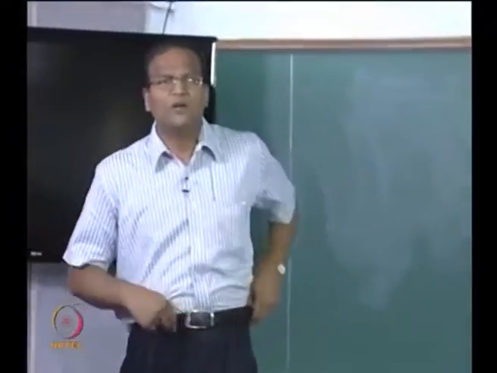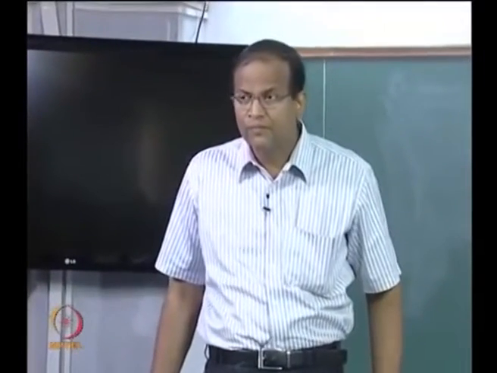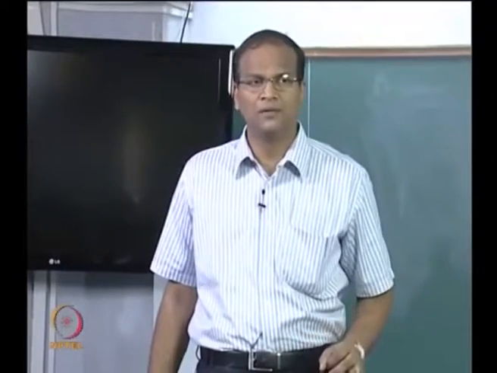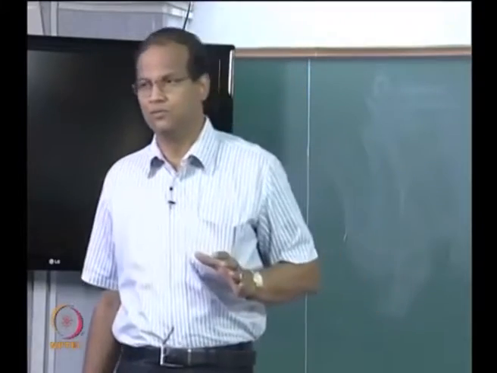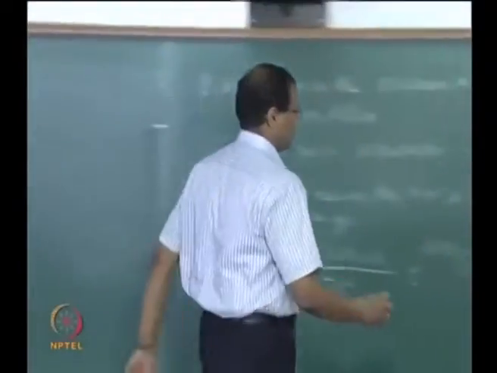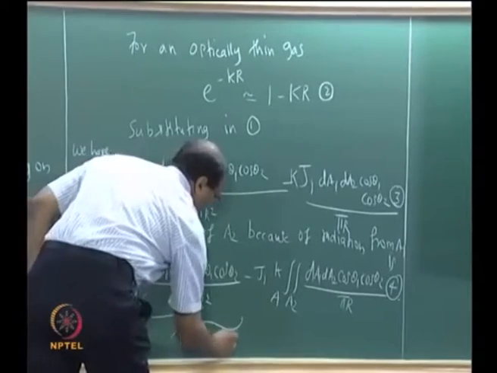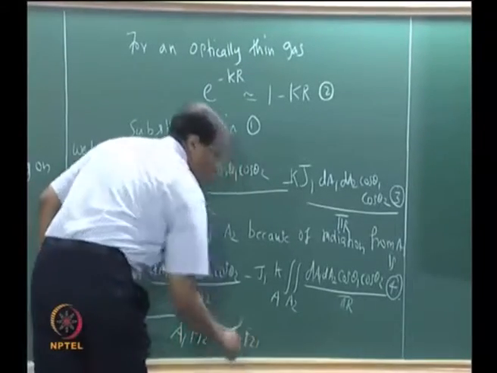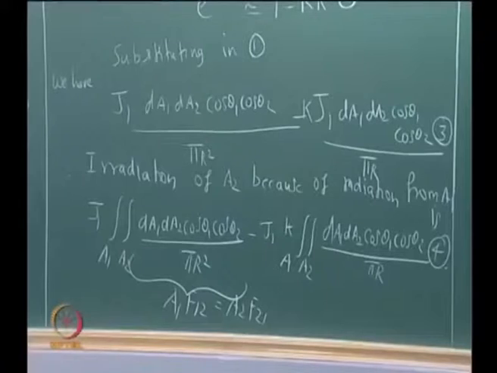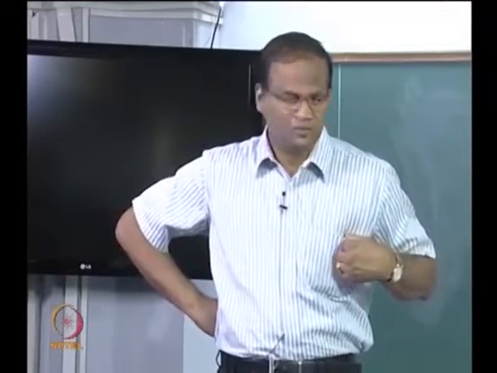What is the first term? J1 into, what is the integral? It is not U factor, be precise. A1 F12. U factor is 1 by A1. Okay. So, this is known to us. We solved so many problems with this, we solved so many problems without this. So, that is A1 F12.